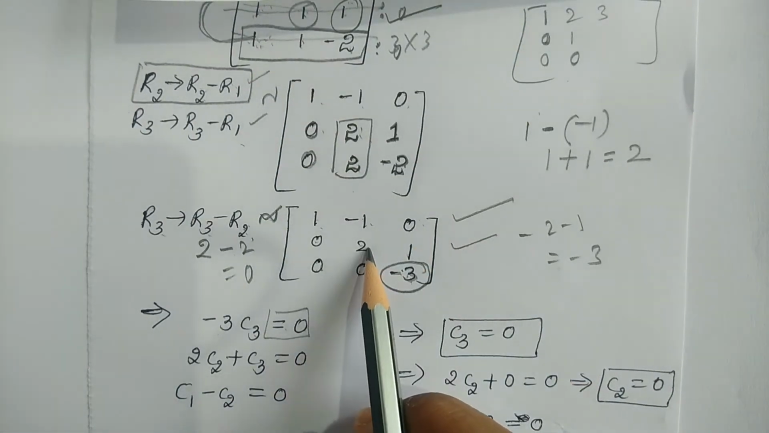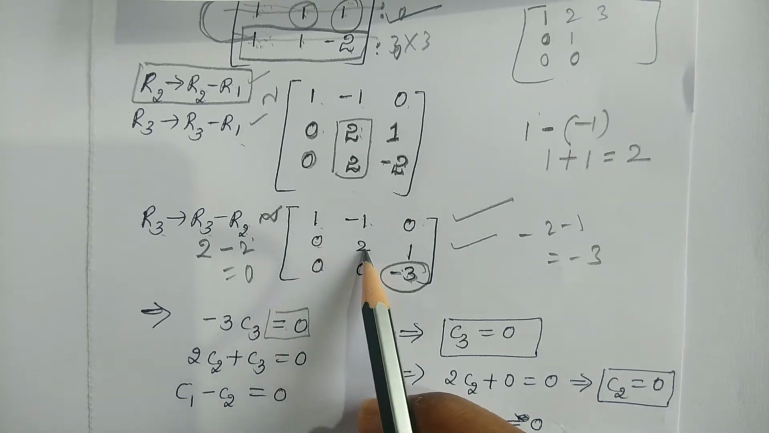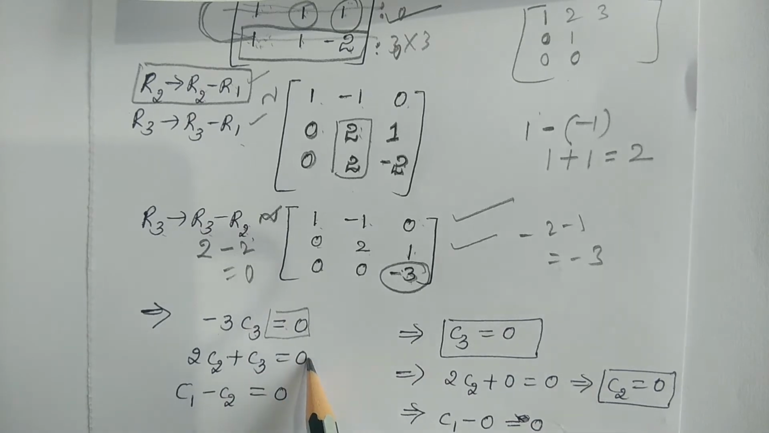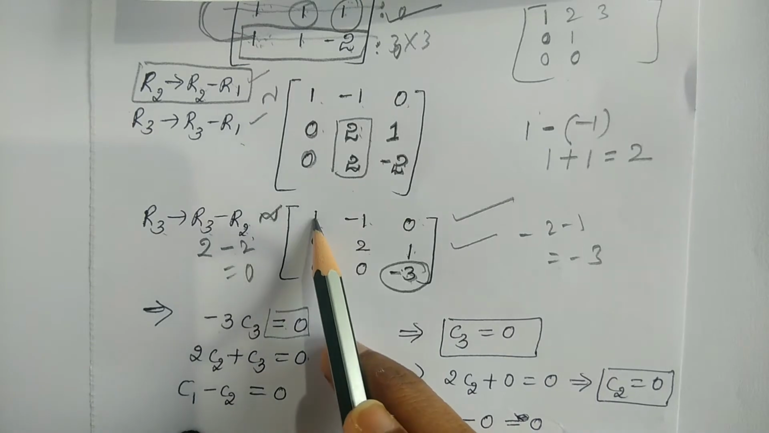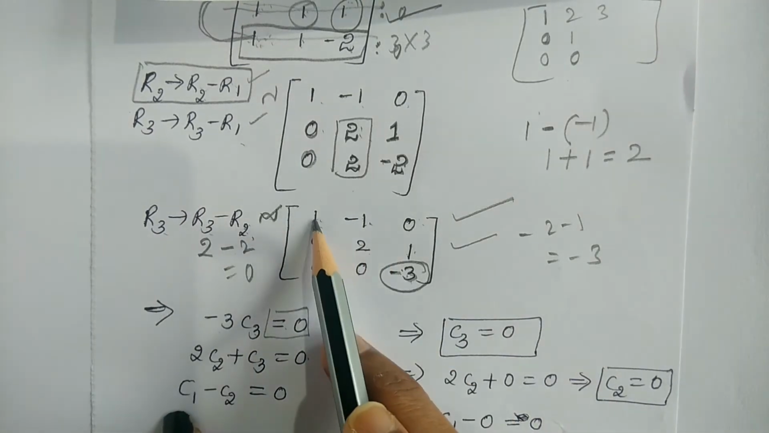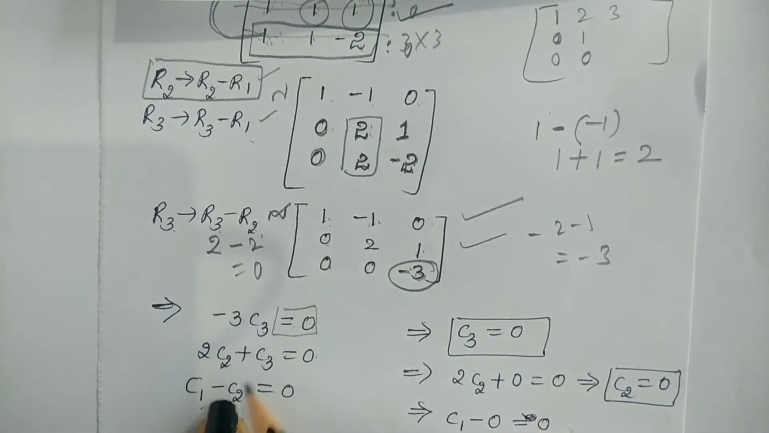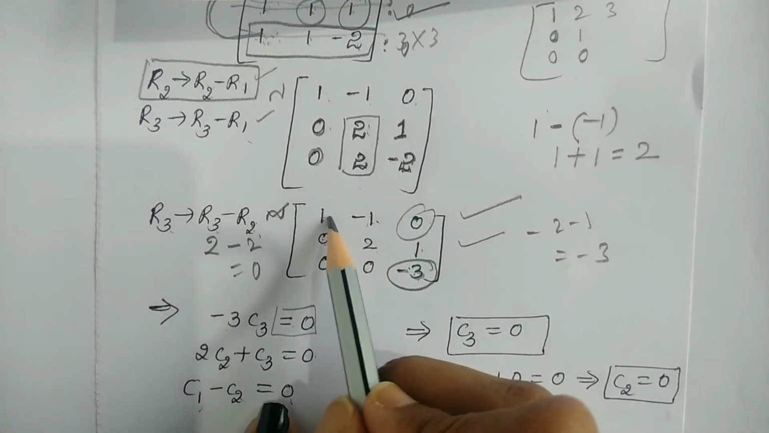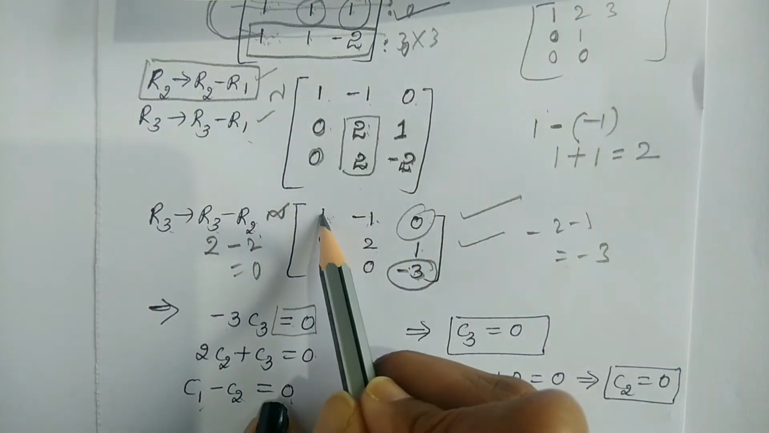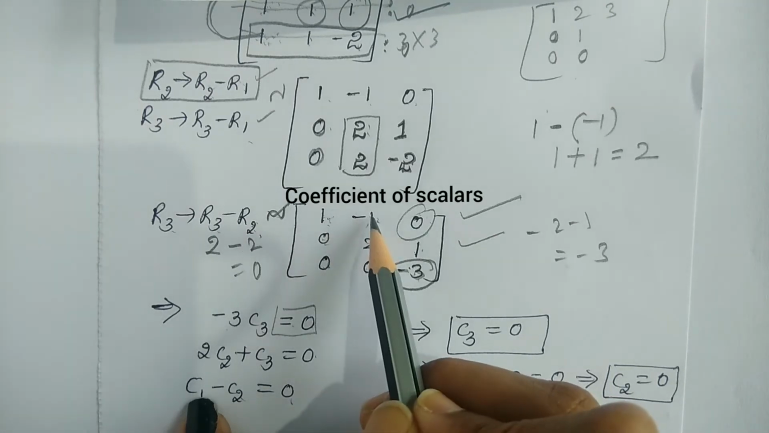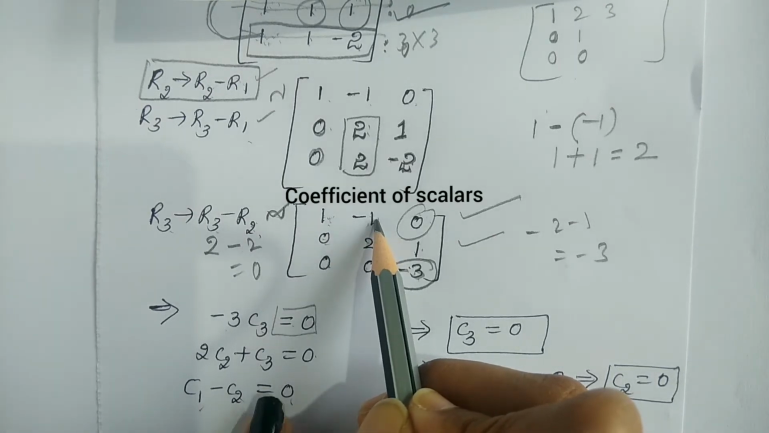Next from row 2, C1 is 0: 2 into C2 plus C3, which is equal to 0. Next, from row 1, C1 minus C2 is equal to 0, so 1 into C1 minus 1 into C2 is equal to 0, and C3 is 0. Is it okay? So from row 1, C1 and C2 are present: 1 into C1 minus 1 into C2 is equal to 0.